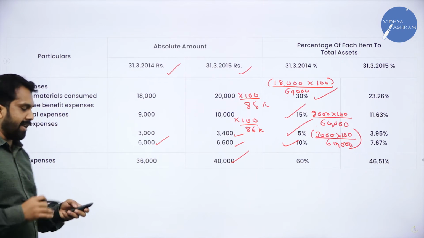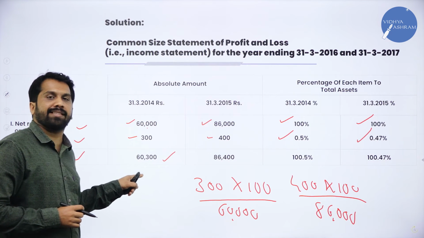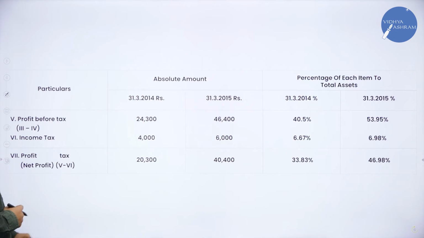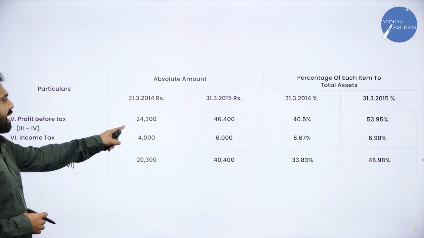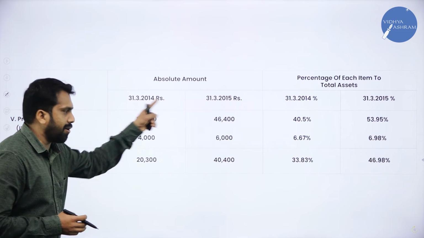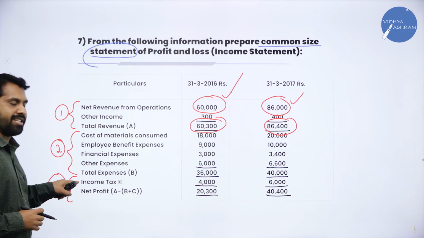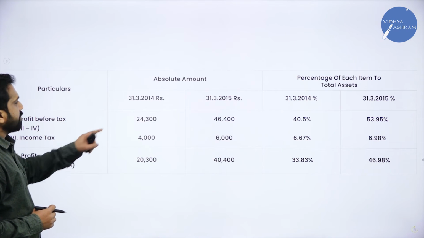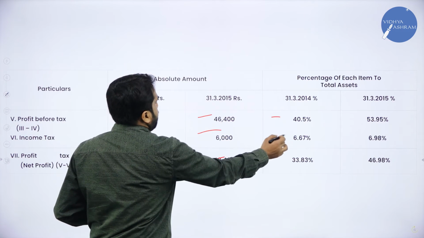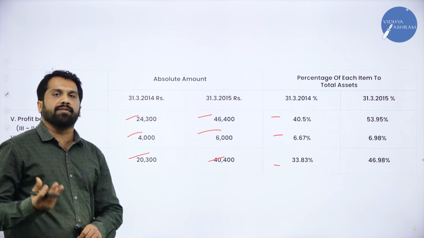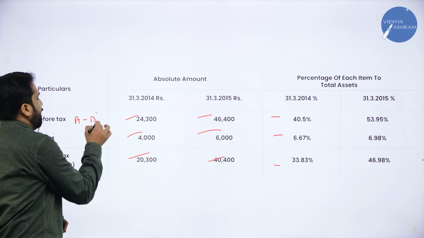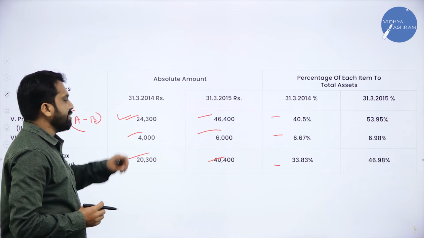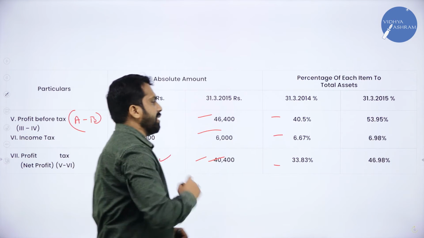Now, I'll go back to your previous slide. Stage 1, what is the answer? 60,300. Stage 2, what is the answer? 36,000. Now we'll come to the last one. They have given taxation. Again, I go back to your question. In the question, they have given stage 3, income tax as well as net profit. Same thing we copied. Whatever amount they have given, we have taken everything. How you got this 24,300 means your part A minus part B. From that, if you minus taxation, you will get this value and this value.